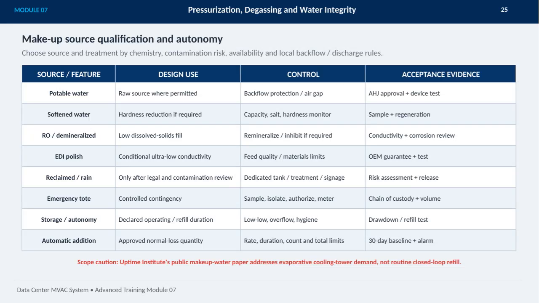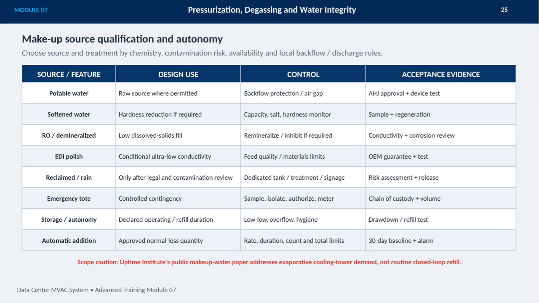In this module, we focus on makeup source qualification and autonomy for data center MVAC systems. Choosing the right water source and treatment depends on several factors like the chemistry of the water, contamination risks, availability, and local regulations around backflow and discharge. For potable water, we ensure backflow protection, typically through an air gap, and acceptance requires approval from the authority having jurisdiction along with device testing.